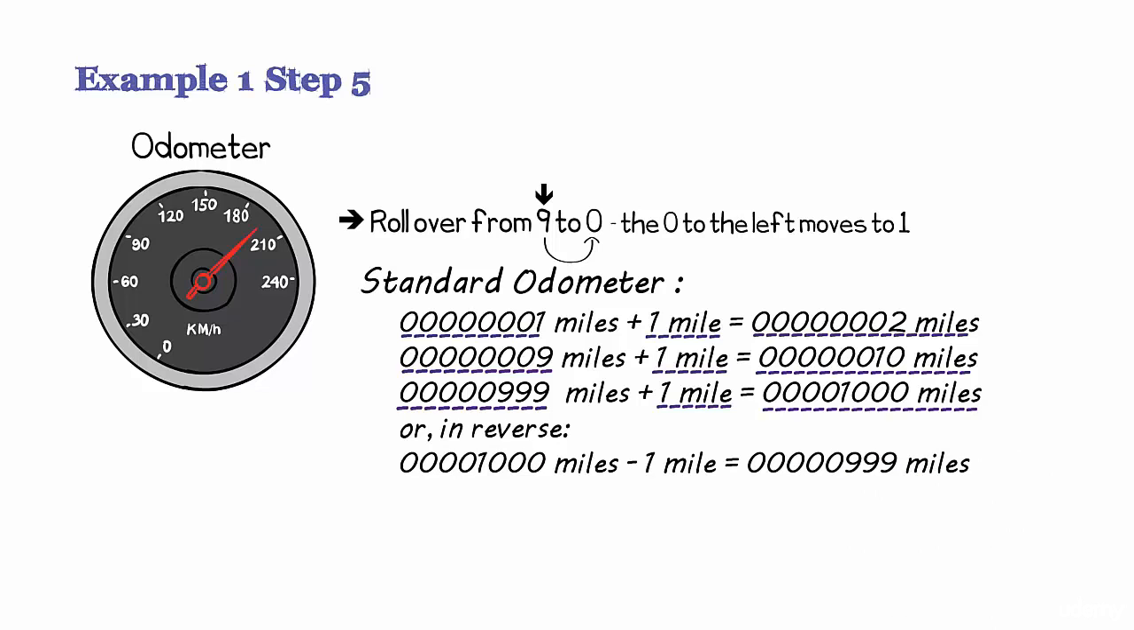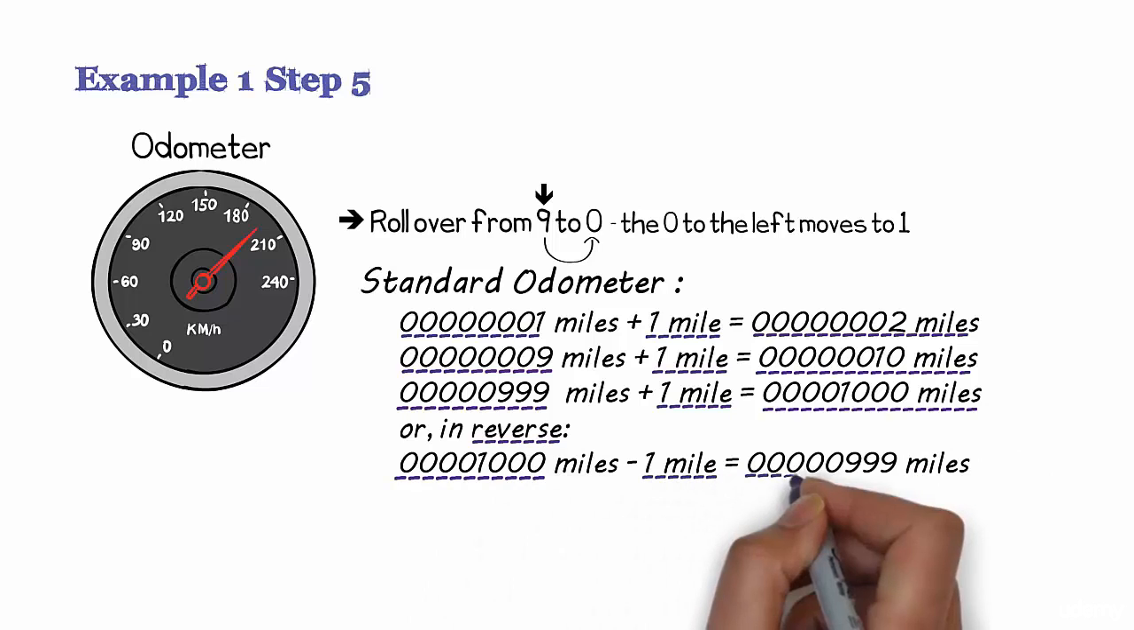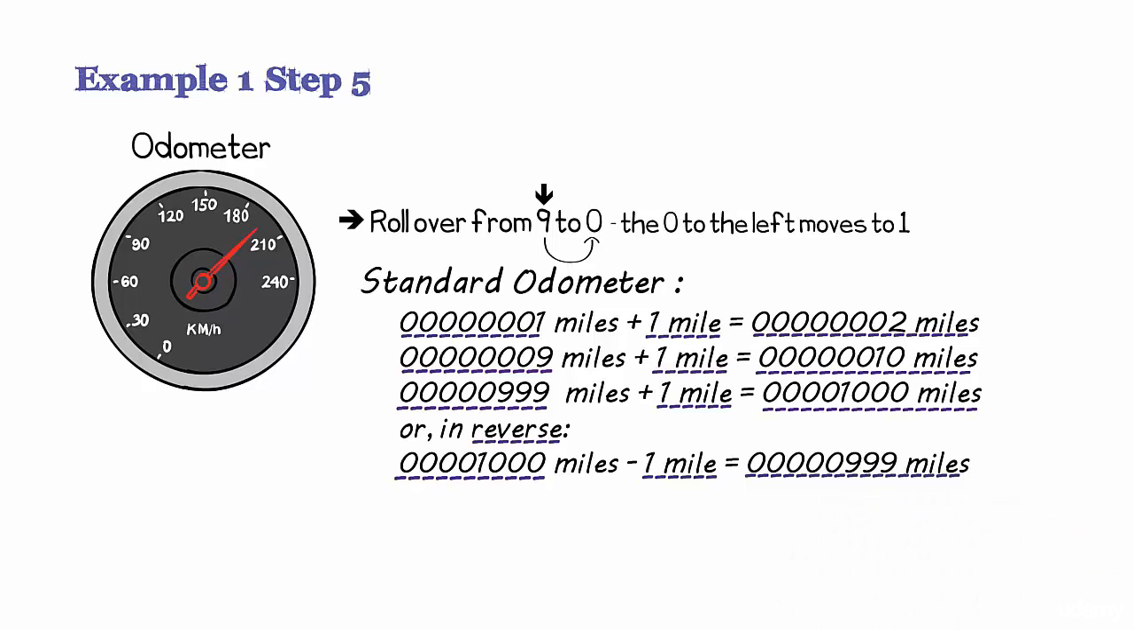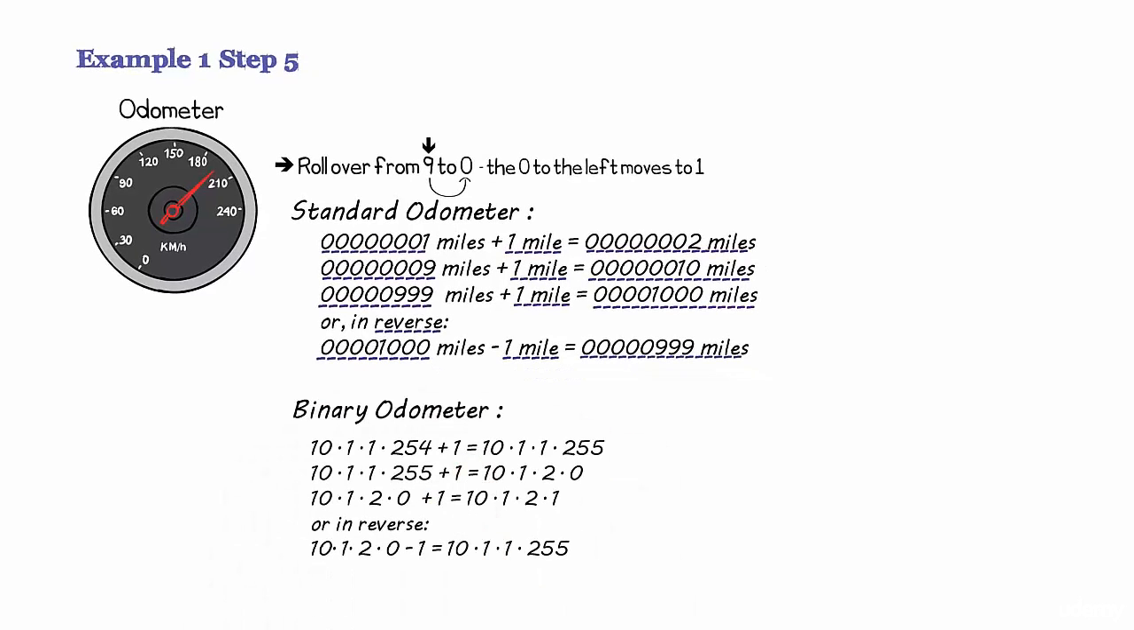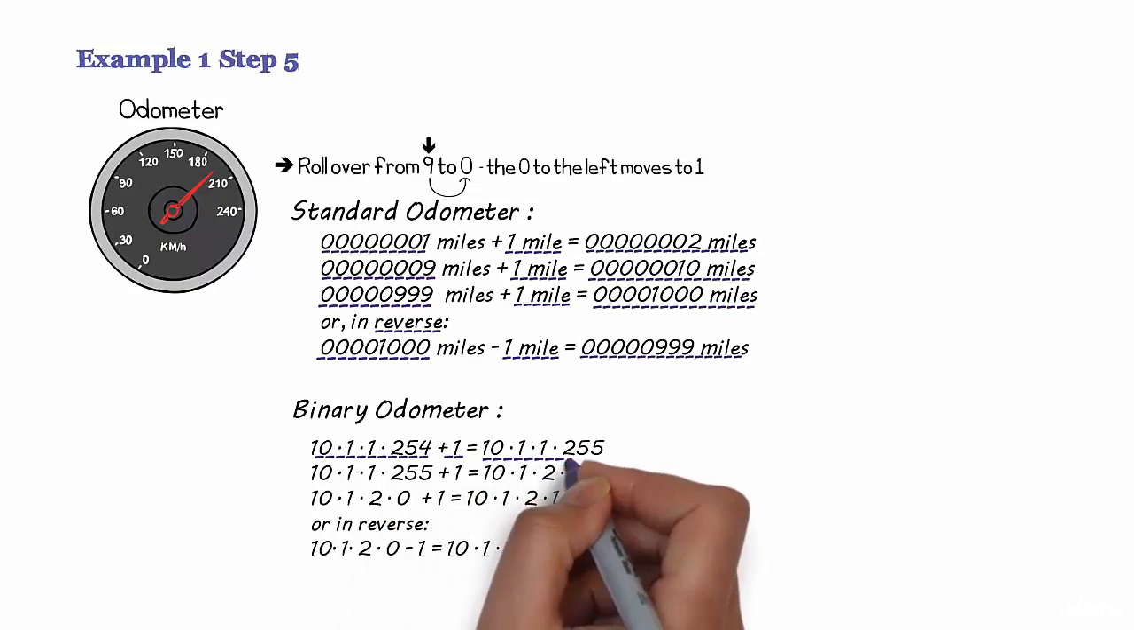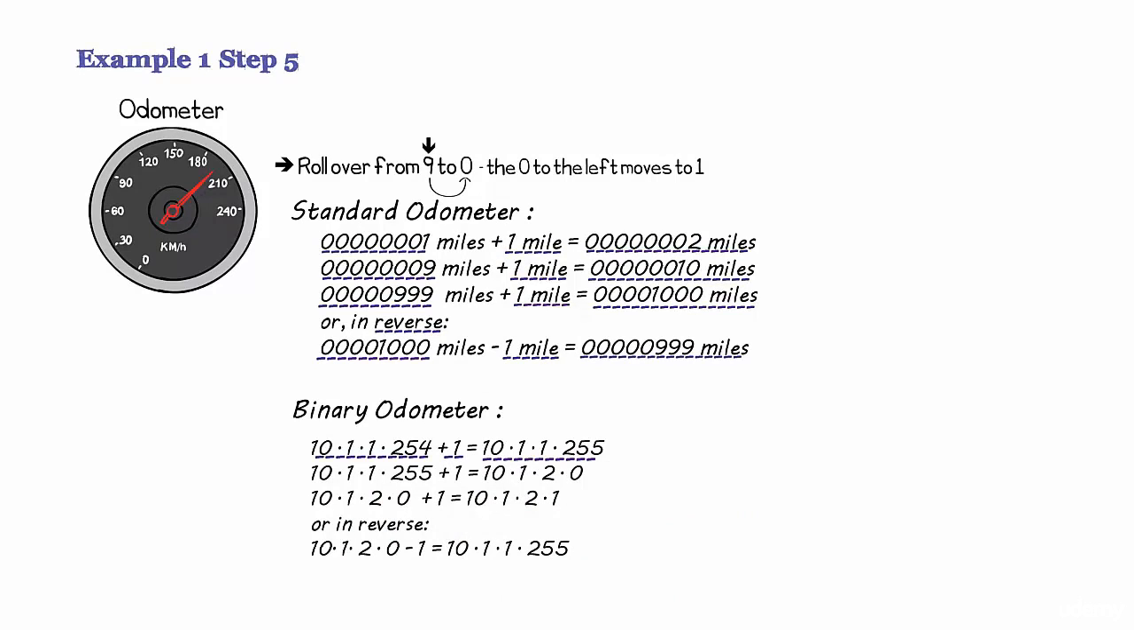Not that you would ever do this, but let's say you reversed the odometer. So you had 1,000 miles and you took 1 mile away, that would give you 5 zeros followed by 3 nines, in other words 999 miles. Now as an analogy, we have a binary odometer. If you had an IP address of 10.1.1.254 and you added 1 to it, the value would become 10.1.1.255. That should be fairly simple to understand.